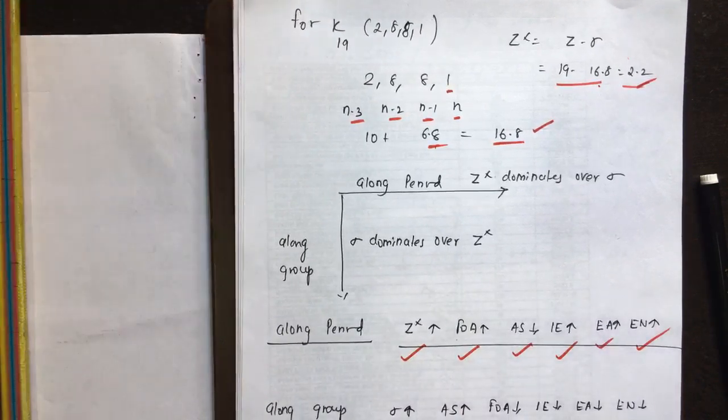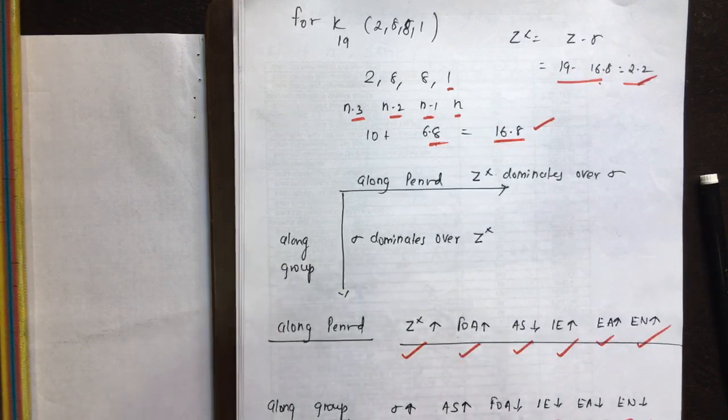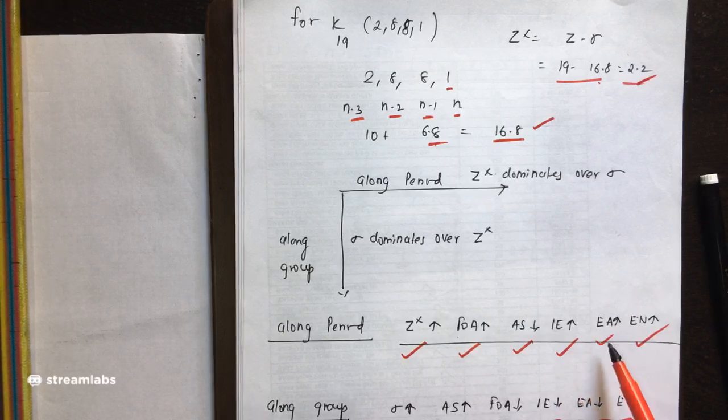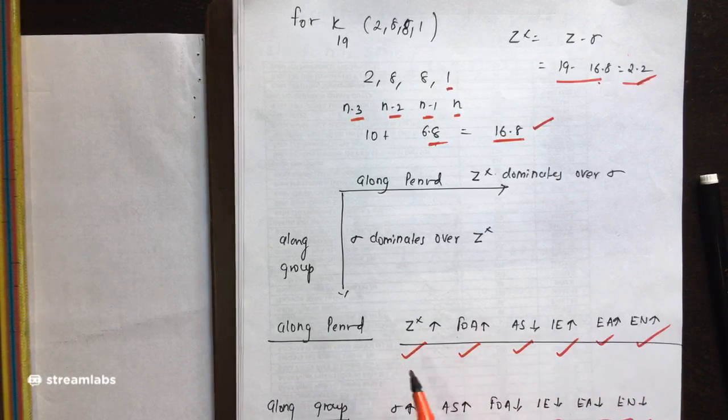So what is the conclusion we came to? Along the period, when you go, Z cross dominates more than the sigma. When Z cross dominates more than the sigma, then what will happen? Z cross increases, force of attraction increases, atomic size decreases, ionization energy increases, electron affinity increases, electronegativity increases. This is all the effect across the period in the periodic table.